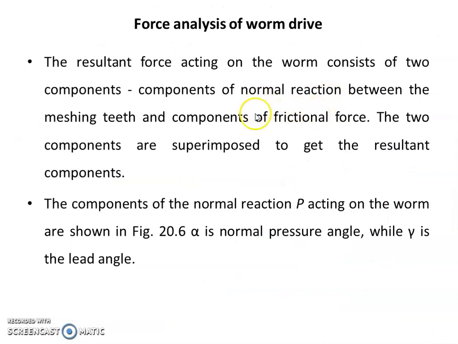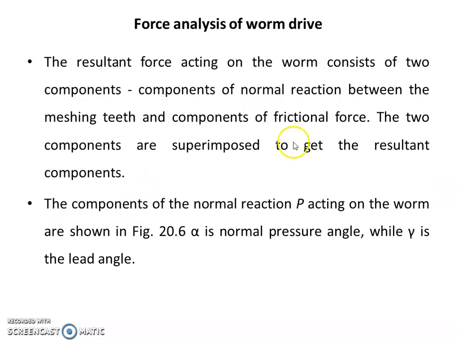While doing force analysis of worm type, one more thing we have to take into consideration: the resultant force acting on worm consists of two components. That is a very important step that we should understand properly. The resultant force acting on worm consists of the components of normal reaction between meshing teeth and the components of frictional force. The normal reaction between meshing teeth we regularly consider as part of force analysis. One more component we have to take into consideration is the component of frictional force. That is very important.